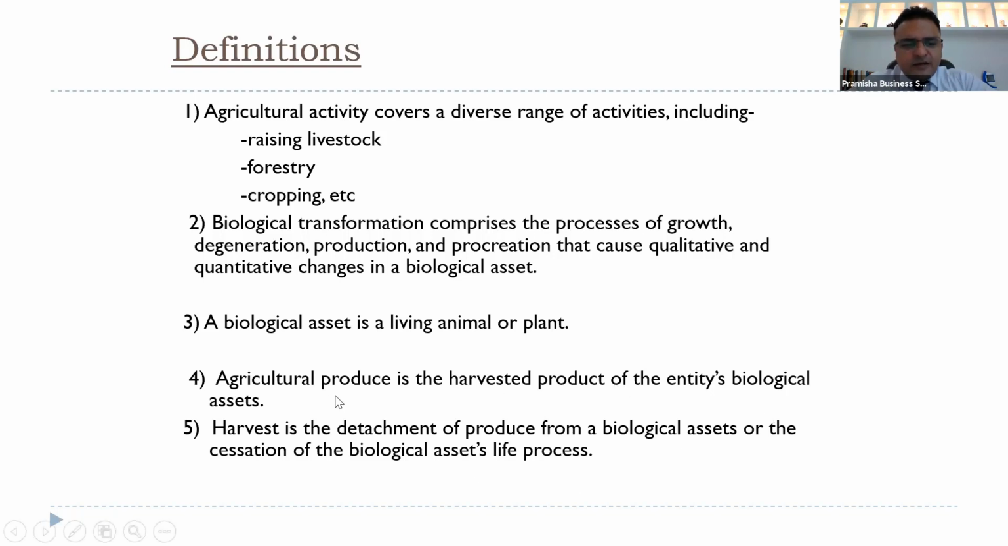The harvested product of the entity's biological asset is the agricultural produce. So till the point of harvest it is IS 41, after the point of harvest, IS 2. Now, harvest is detachment of produce from a biological asset or cessation of a biological asset's life process. The wheat plant has reached maturity. It is ripe now. We can cut it and we can convert that wheat plant produce into wheat grains. Whatever produce is there on the plant gets converted into wheat grains at the point of harvest. So till the wheat plant is standing in the fields, it is IS 41. The moment it is cut and converted into grains, it gets its value at the point of harvest, fair value less cost to sell.